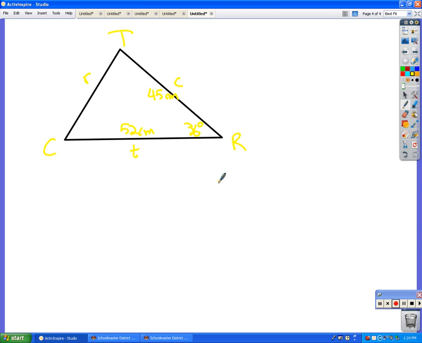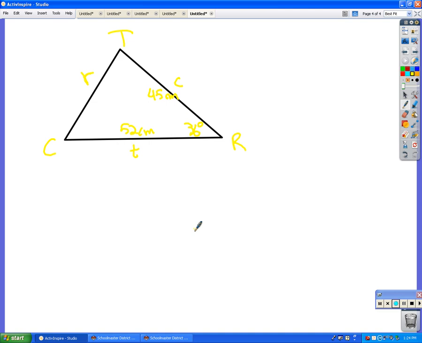Okay, here's the deal, Jonathan. Here's why this one is handy. Okay? Let's say that we wanted to find out what side R was in this triangle. Okay? And all we knew was the law of sines. What would you write for your proportion using the law of sines to find the measure of side R right here?